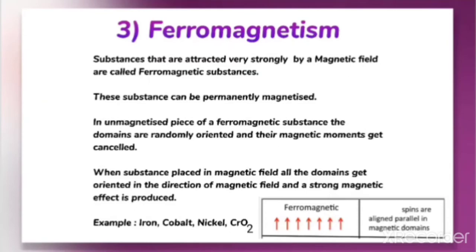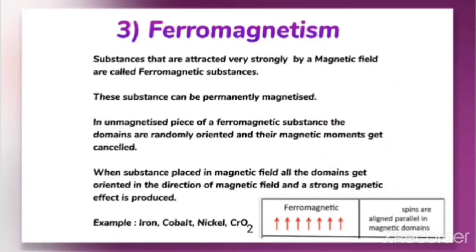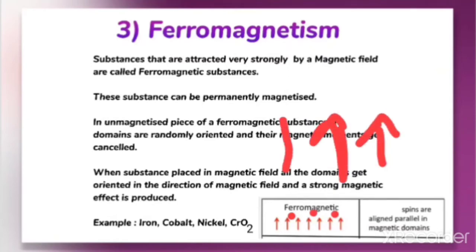When these substances are in the magnetic field, all the domains get oriented in one direction, that is, in the direction of the magnetic field. That is shown here: the orientation of the domain, that is the magnetic moment, gets oriented in the direction in which the magnetic field is applied. So a strong magnetic effect is produced. That is the special property of this type of substance, the ferromagnetic substance.